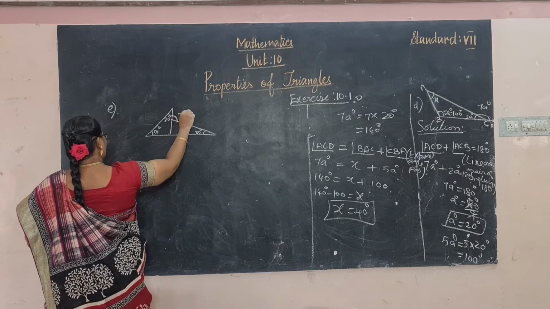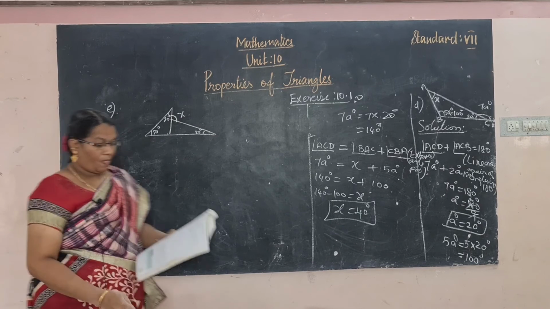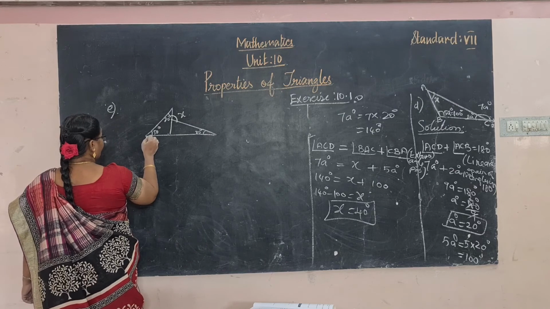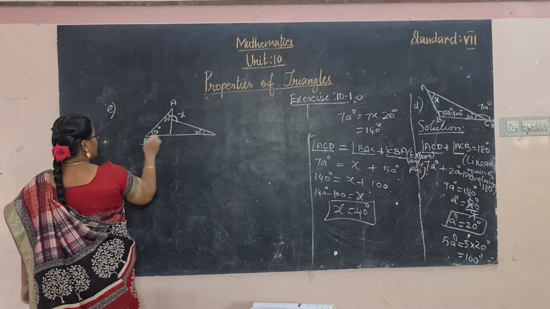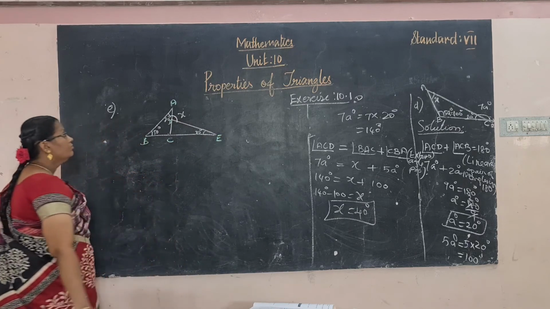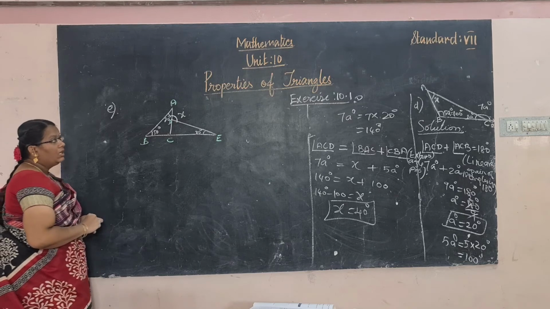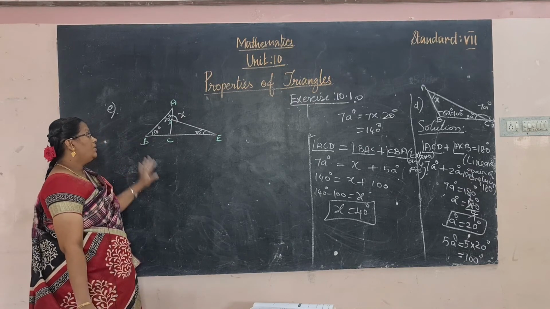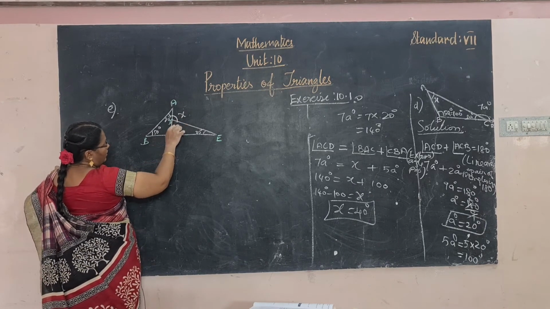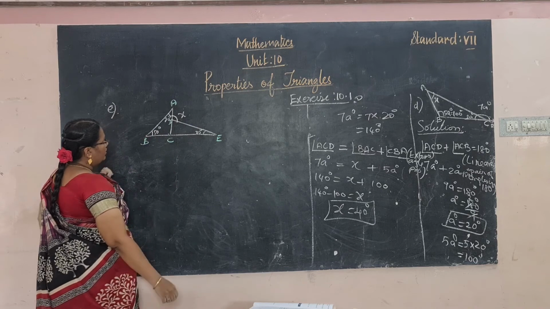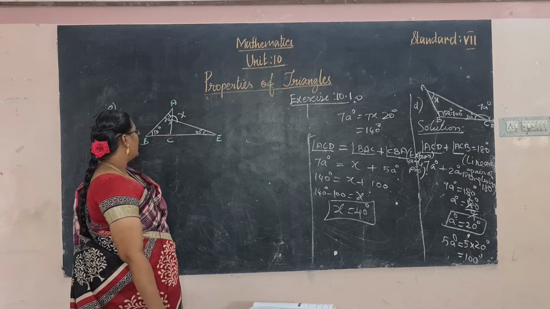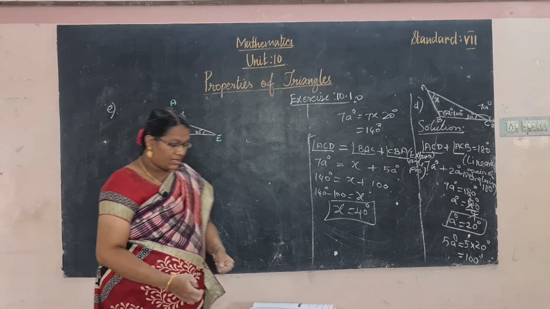We have to find this value. So A, B, C, D, E. We have considered the angles at A, B, C, D, E. Now we have to find this angle. What is the opposite angle of this one? These two are the opposite angles.